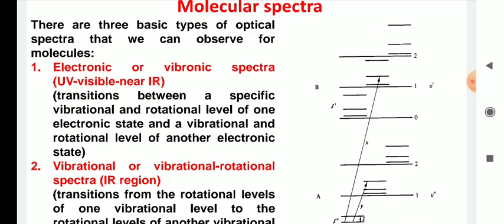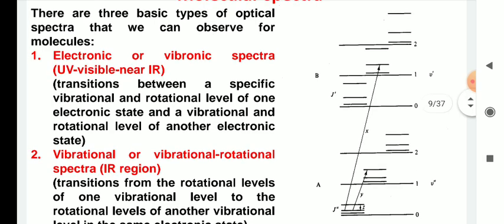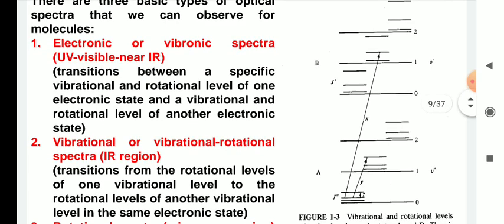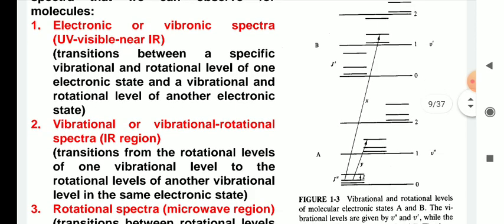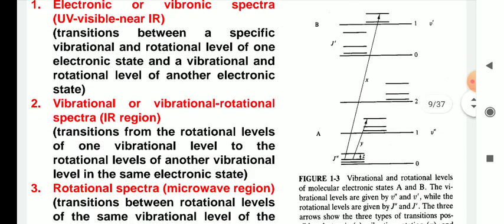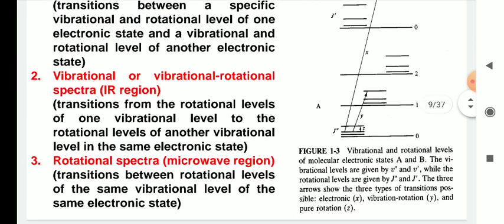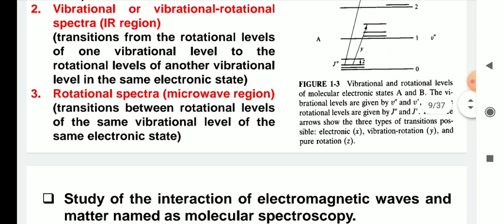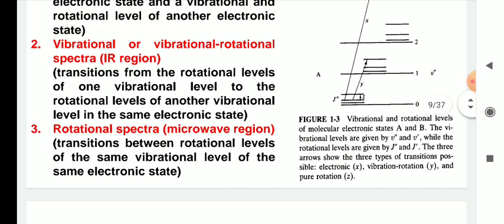There are 3 basic types of optical spectra that we can observe for a molecule. The first one is electronic or vibronic spectra, that is usually observed in the UV, visible or near infrared region of the electromagnetic radiation. Vibrational-rotational spectra are usually observed in the IR region. Rotational spectra are observed in the microwave region.